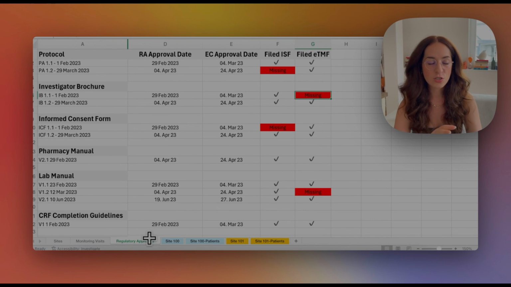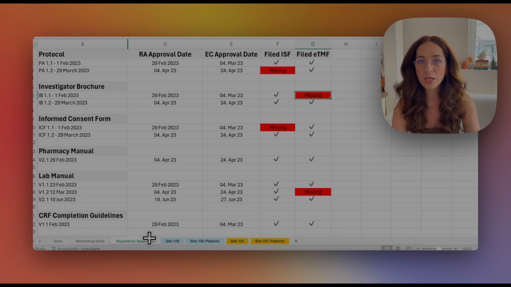Having this information so easily accessible to me makes quality checks much easier, because I will not be able to do full quality checks of the ISF or of the ETMF at every single monitoring visit. But at every monitoring visit, I can simply have a look at this tracker, at this file, and know what documents I need to bring with me on site or to make sure that they're in the ETMF.